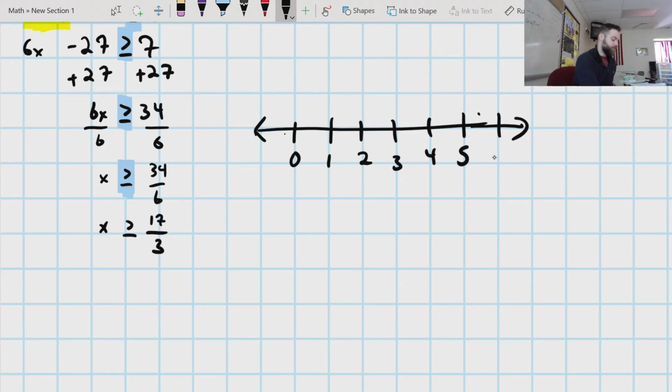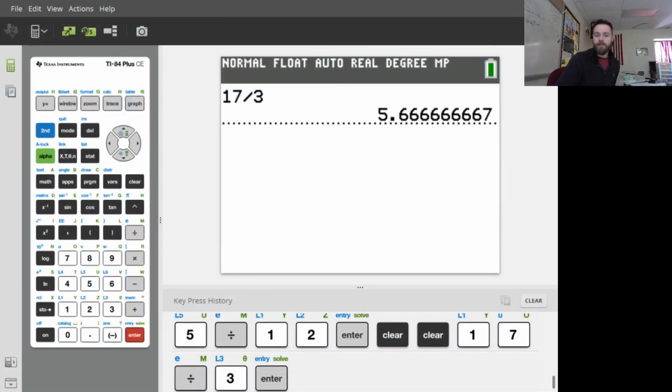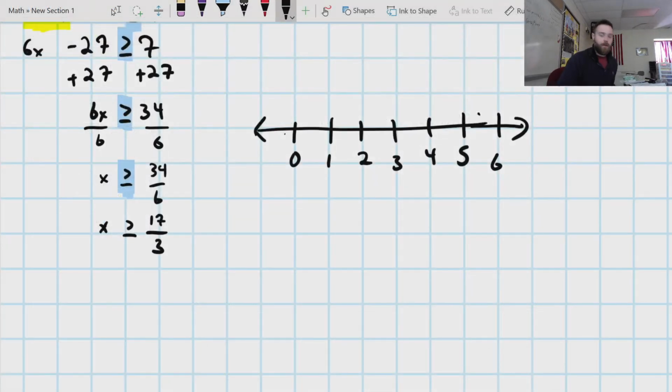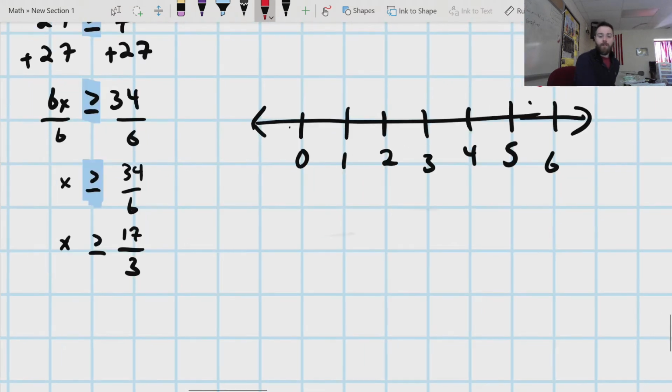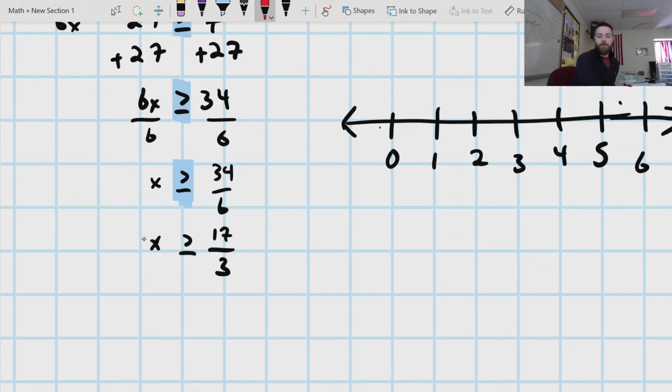Since I have 5.6 is 17 over 3, then my value is going to be right about here, and it's going to be a solid dot. And the reason why it's a solid dot is because there's an equal to sign at the very bottom. So that means that the number is included. So x can be equal to 17 over 3.